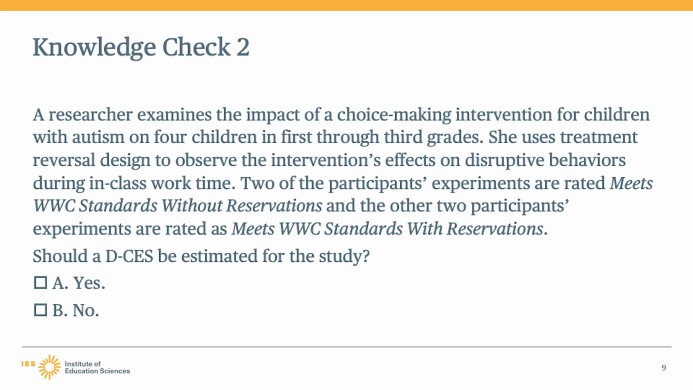Knowledge Check 2. A researcher examines the impact of a choice-making intervention for children with autism on 4 children in 1st through 3rd grades. She uses a treatment reversal design to observe the intervention's effect on disruptive behaviors during in-class work time. 2 of the participants' experiments are rated as meets WWC standards without reservations, and the other 2 participants' experiments are rated as meets WWC standards with reservations. Should a D-CES be estimated for the study? You may want to pause the video now to think about your answer.